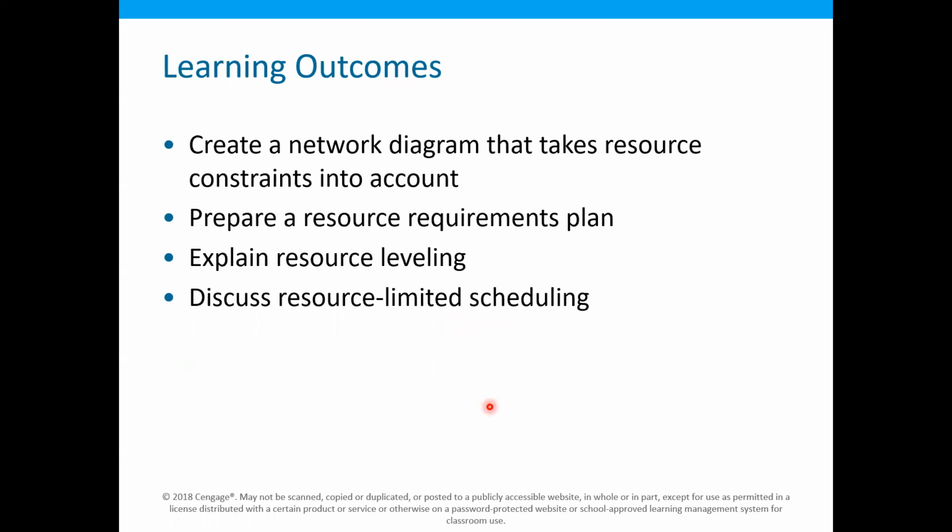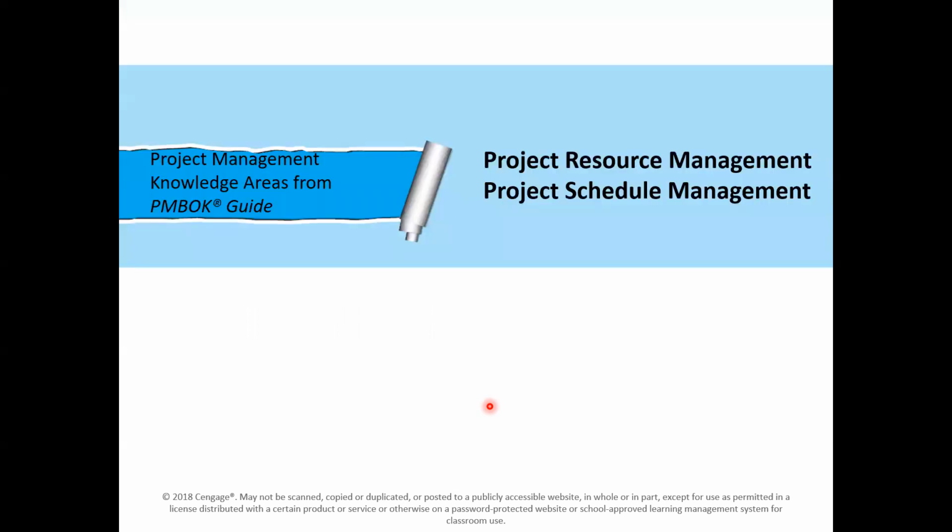Learning outcomes. So learning outcomes are: create a network diagram that takes resource constraints into account, prepare a resource requirements plan, explain resource leveling, and discuss resource limited scheduling. Okay, so let's start.